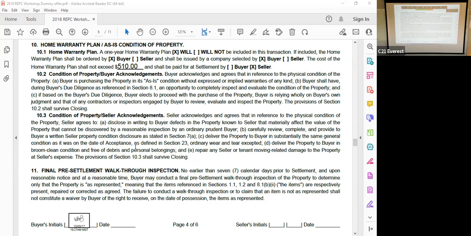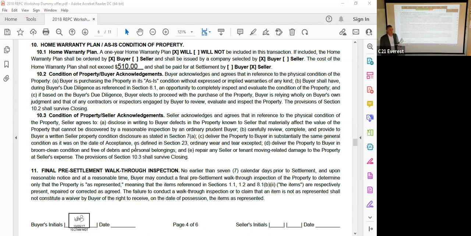Okay. Yeah, and this is again, depending on market conditions, but as a general rule, this is the way I like to fill it out: it will be included, it will be ordered by the buyer, company selected by the buyer, but paid for by the seller. That's how I like to fill it out.